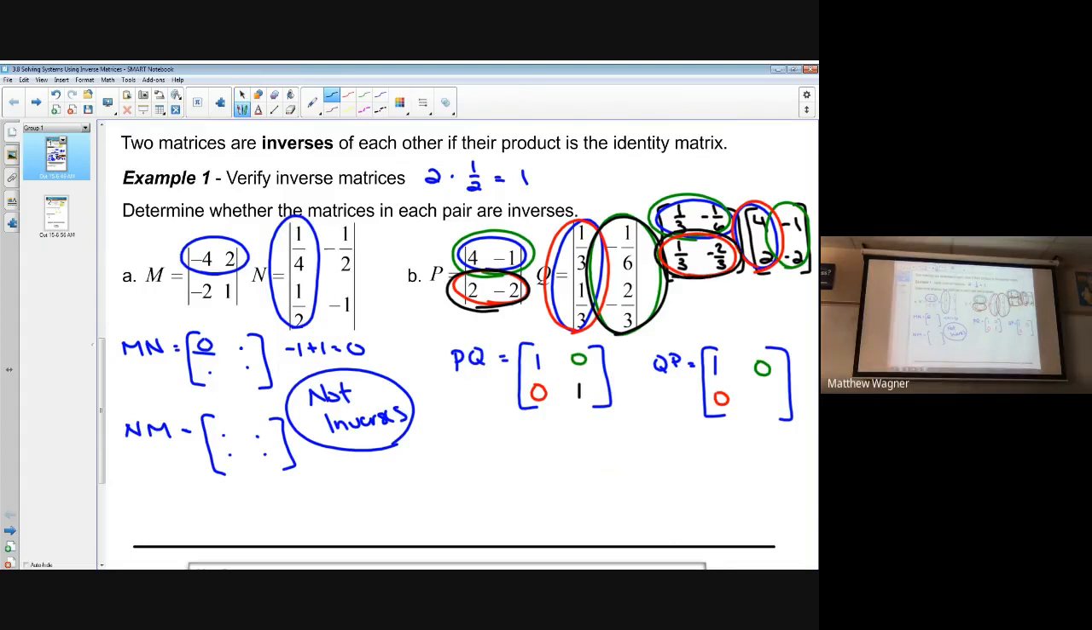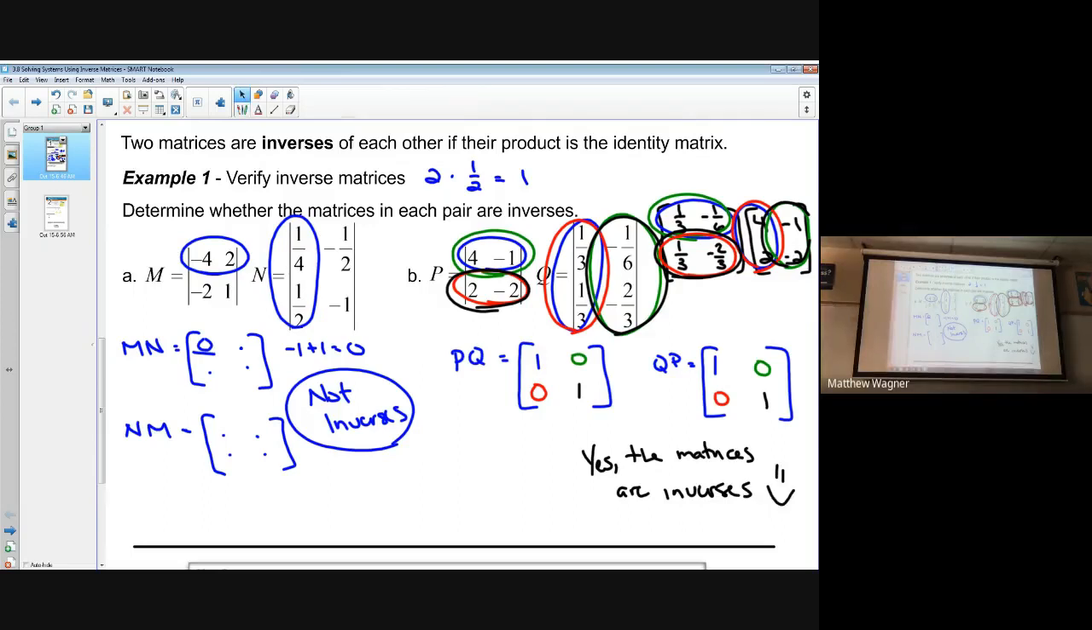And then our last entry, we go across the bottom, down the second. We have negative 1/3 and positive 4/3. 4/3 minus 1/3 is 3/3, which is 1. You notice we got the identity with both products. So yes, the matrices are inverses. Yay!